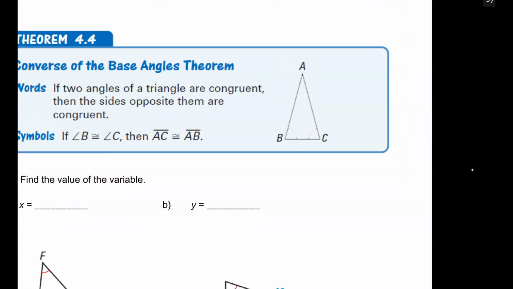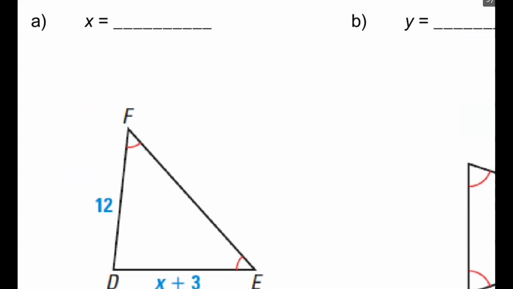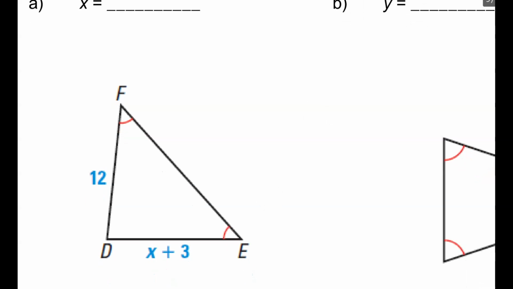Okay, so the converse of the base angle theorem. If two angles of a triangle are congruent, then the sides opposite them are congruent as well. So if these two angles are congruent, that means the sides opposite of them must be congruent as well. This leg and this leg must be congruent. Notice that we have two angles that are congruent. That means the sides across from them must also be congruent.